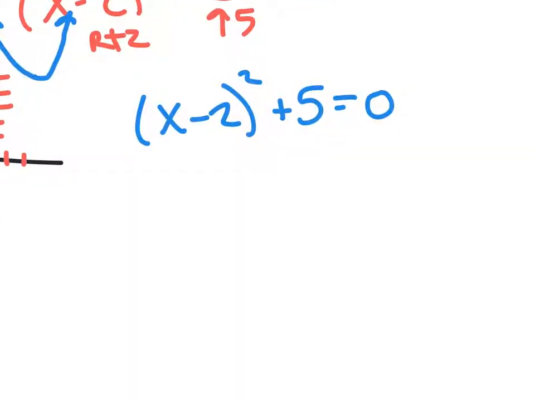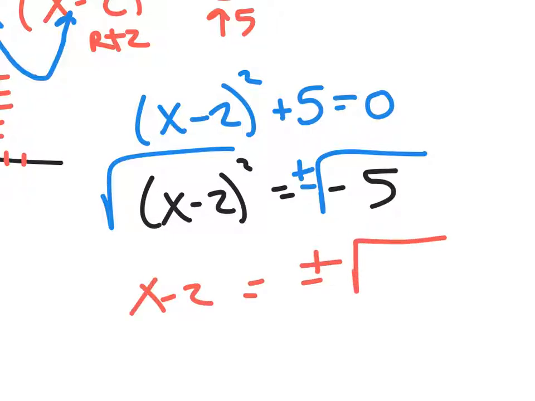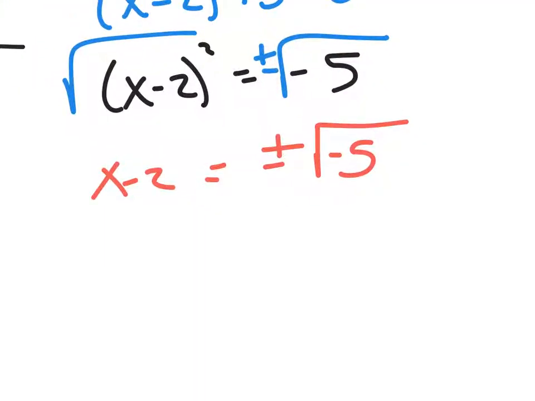Step 1, get that x by itself. So x minus 2 squared equals negative 5. Take the square root, and don't forget that plus or minus. So x minus 2 equals plus or minus radical negative 5. Make that note. You want to simplify that radical.